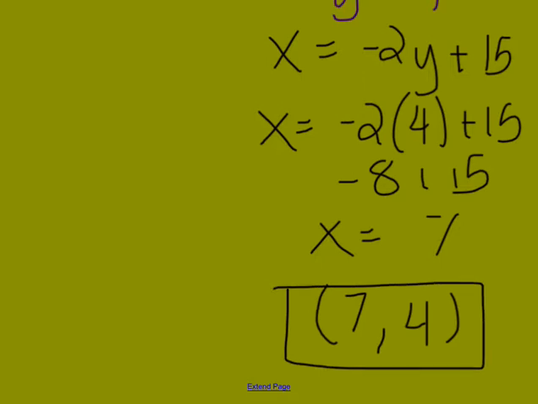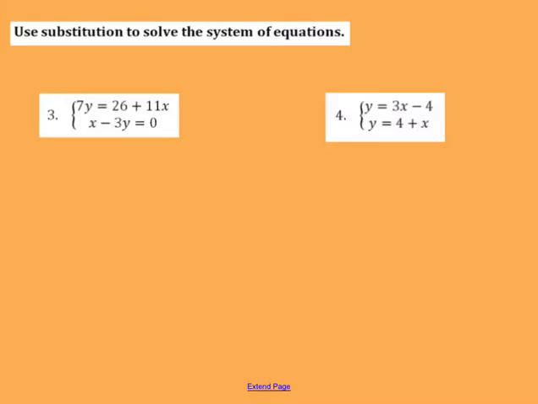Let's take a look at number 3. Now number 3 is almost solved for x. To me, it looks really easy to solve this equation for x. You could choose to solve for y if you wanted to. You just might get a decimal. So I'm going to solve this equation for x so that I can use substitution.